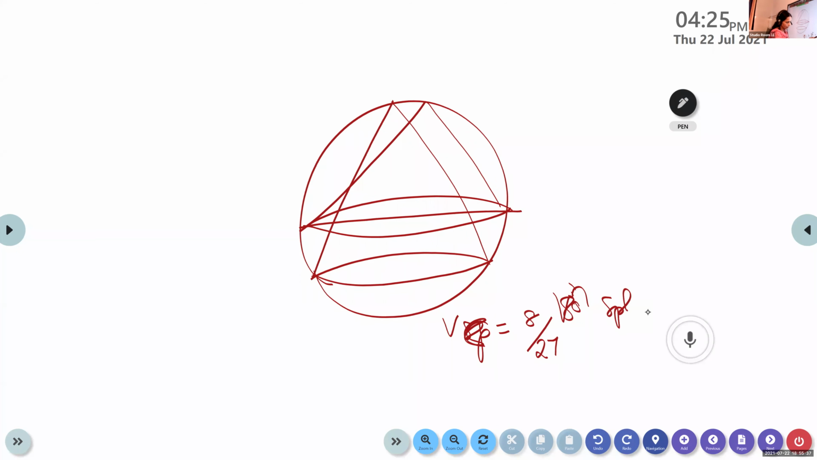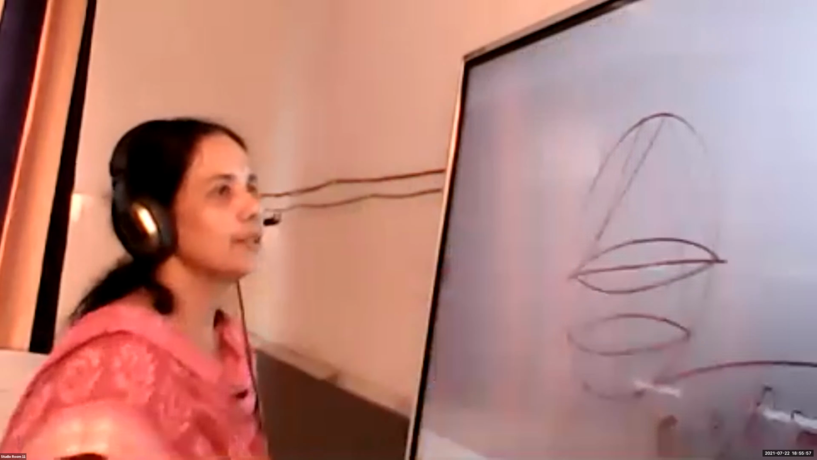When the volume becomes maximum, the volume of this inscribed cone will be 8 by 27 times the volume of the sphere. So like this, although it is a statement, such questions may be asked. Don't worry, when we do this, you'll become more thorough with this.